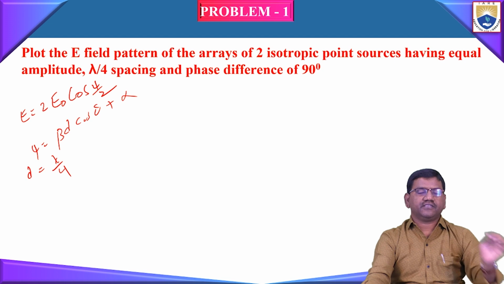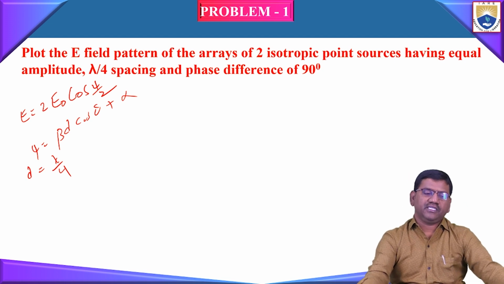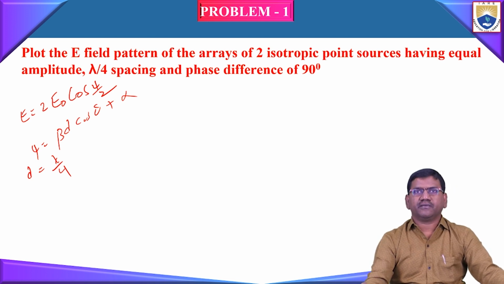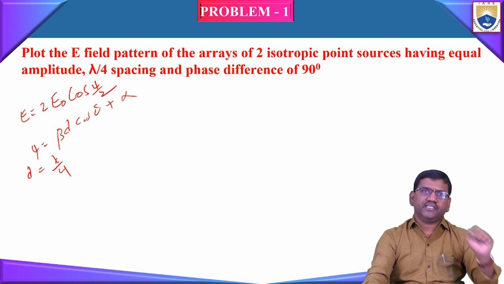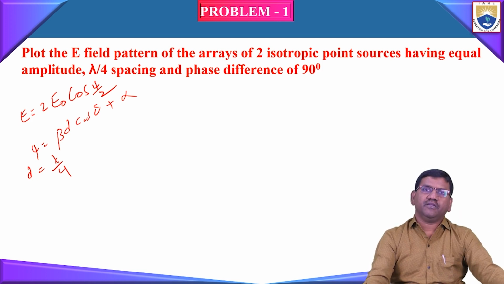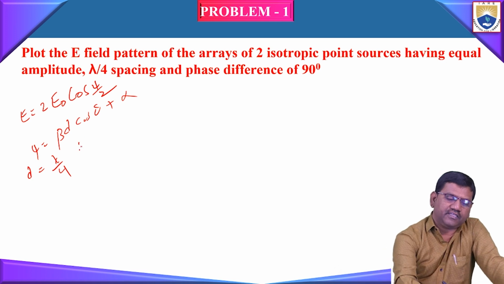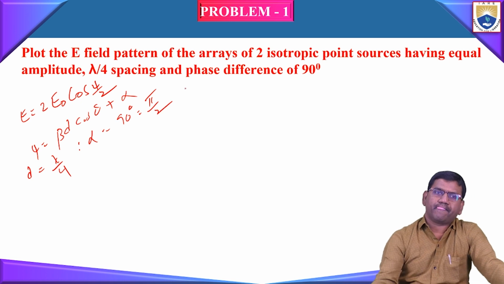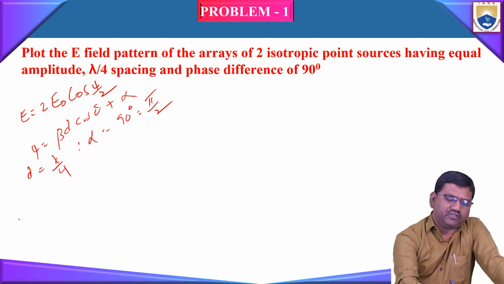Psi means the total phase angle produced by all the elements of an array, but alpha is the phase angle produced between two individual elements in an array. Here alpha is given as 90 degrees, or we can simply write it as pi by 2. If we substitute these two values, we will get the value of psi.